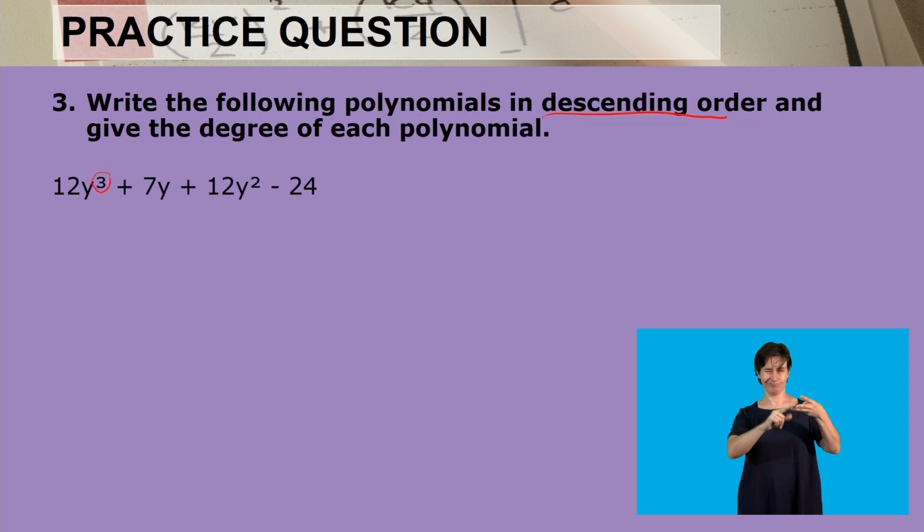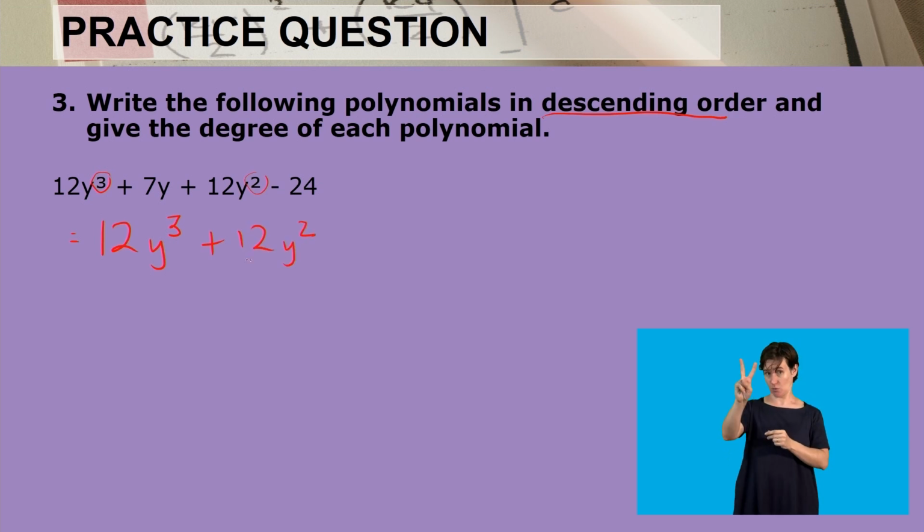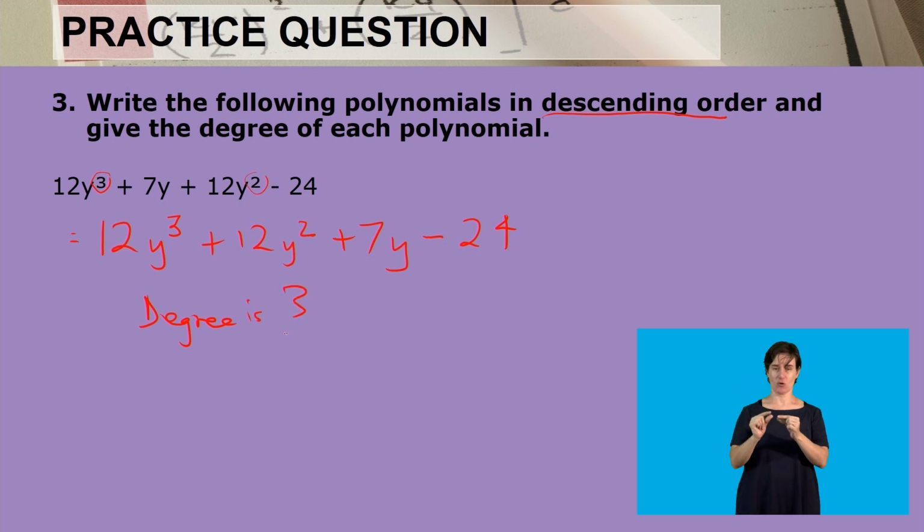As I look at that expression, I realize that the highest exponent is 3. And so that should be the first term that I'm going to write: 12y cubed. And then the next one is y squared, so it will be plus 12y squared plus 7y minus 24. So that is descending order. And then what is the degree of that expression? The degree would be the highest exponent, which is 3. Degree is 3.